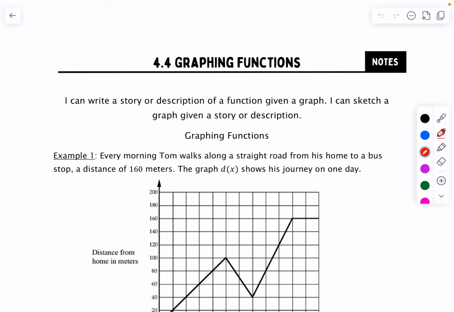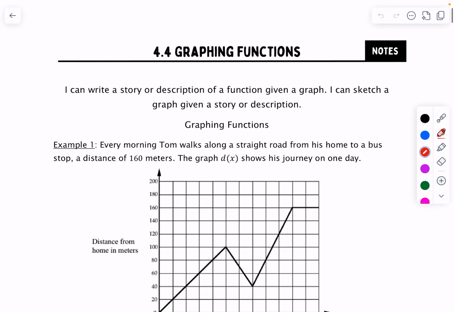Welcome back. In our final lesson in this unit, we're going to switch gears and talk about graphing functions if we're given a story. A big part of functions is trying to look at a story, look at something happening in the world, and being able to represent that in a graph.